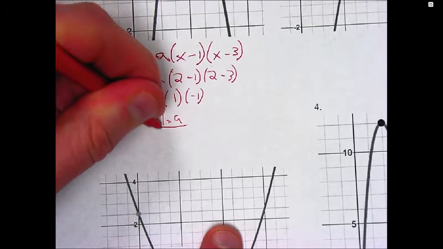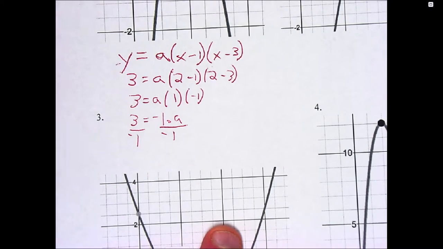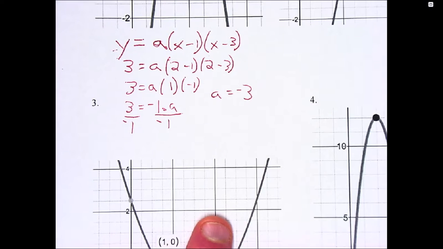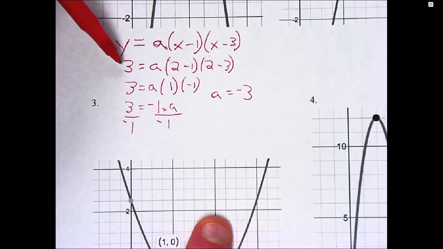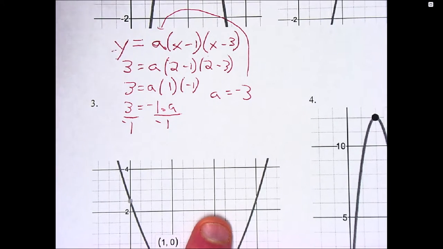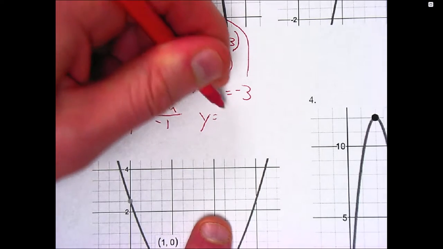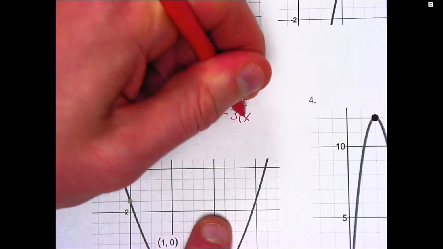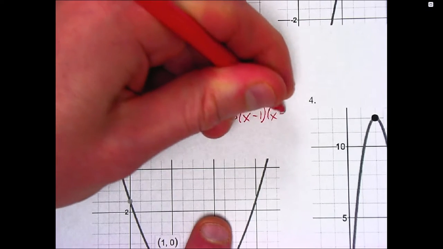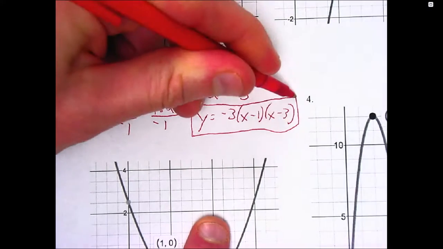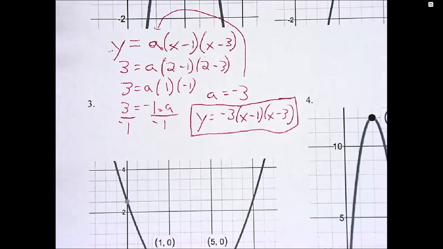And so to get rid of that negative 1, I'm just going to divide. And so I end up with a equals negative 3. So I plugged in x and y, figured out a. Now I have to rewrite the equation, but all that was missing was that a value. So I just plop that in the right spot. So I have negative 3 times x minus 1 times x minus 3, and that's my equation. That's my equation for that parabola.